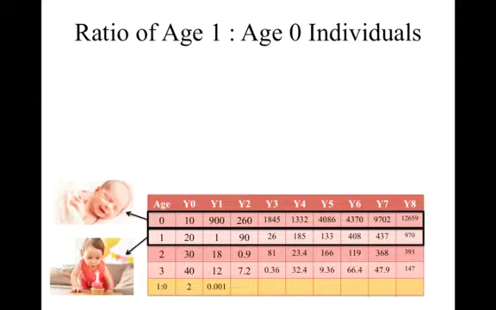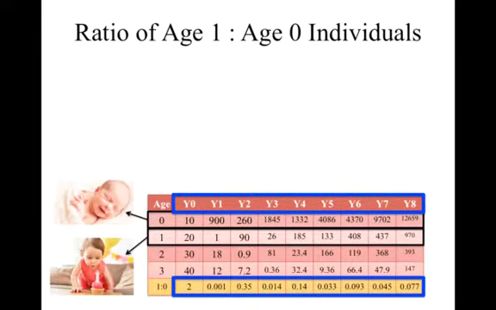Year 2, things have sort of stabilized a bit better. I have 90 age 1 individuals, 260 age 0 individuals, and so my ratio is about 0.35. And again, I can go on and on doing this, calculating the ratio of age 1 to age 0 individuals over a pile of different years.